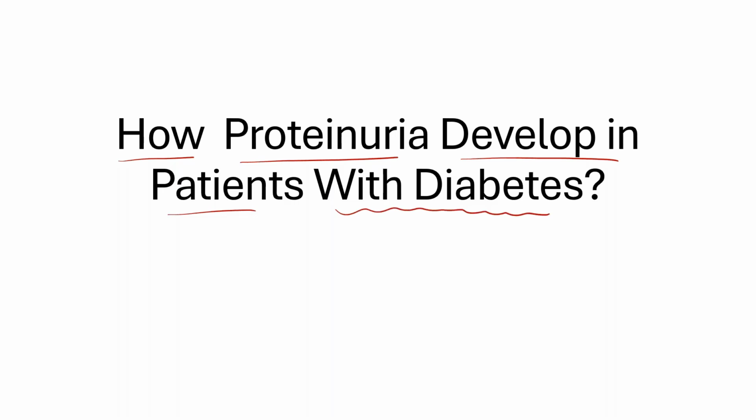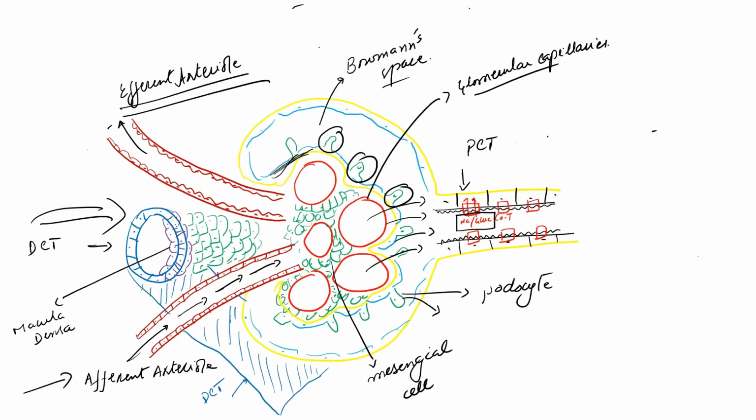Today our topic of discussion is how proteinuria develops in our patients with diabetes. To understand this question, first we need to understand the normal physiology of the kidney, and then we talk about the abnormality, and we'll come to our answer.